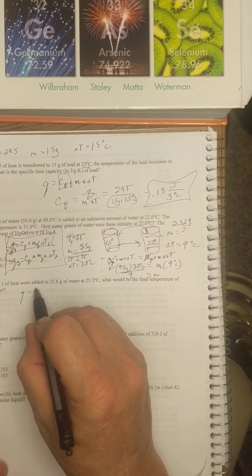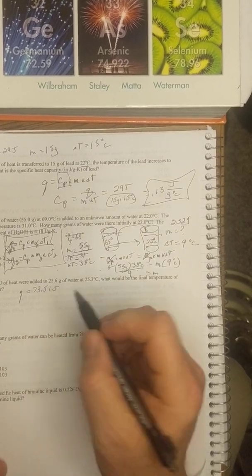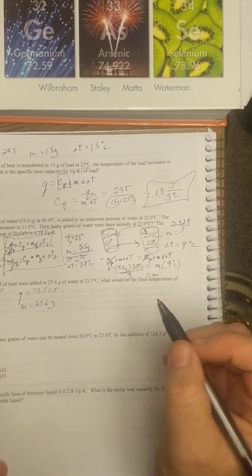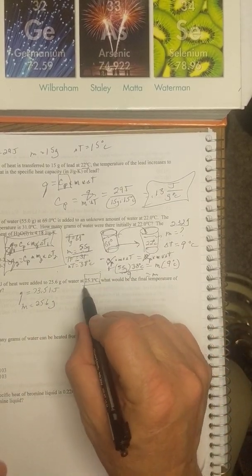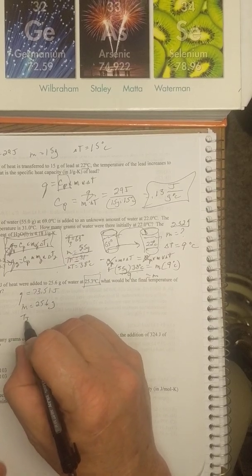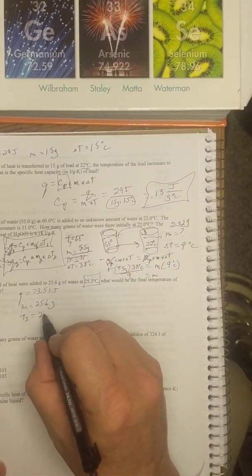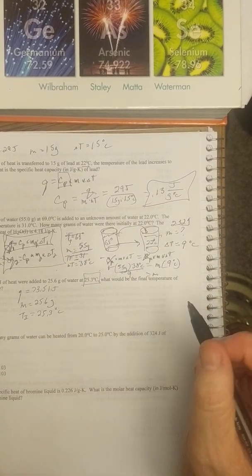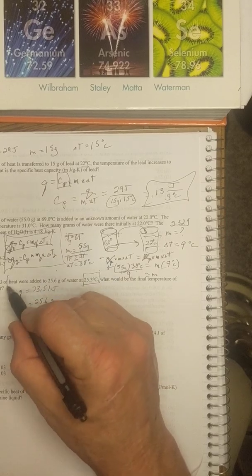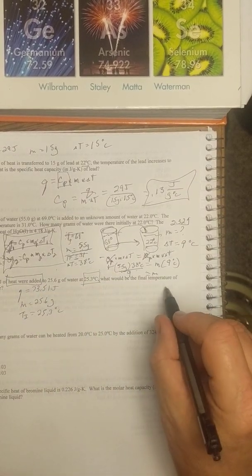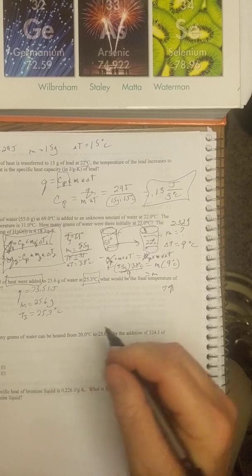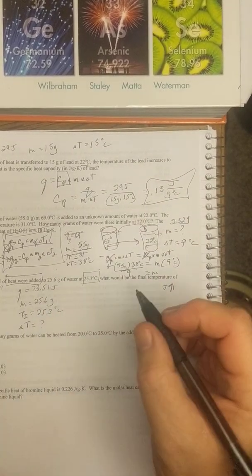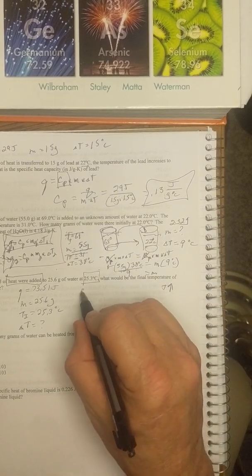I have a Q, 73.51 joules. Okay, I have a mass, 25.6 grams. I have an initial temperature. This is 25.3. I don't like to get hung up on the negatives and positives of this, so it tells you heat's added. So I know that the temperature is going up. Now, to simplify things, I'm going to solve for delta T.